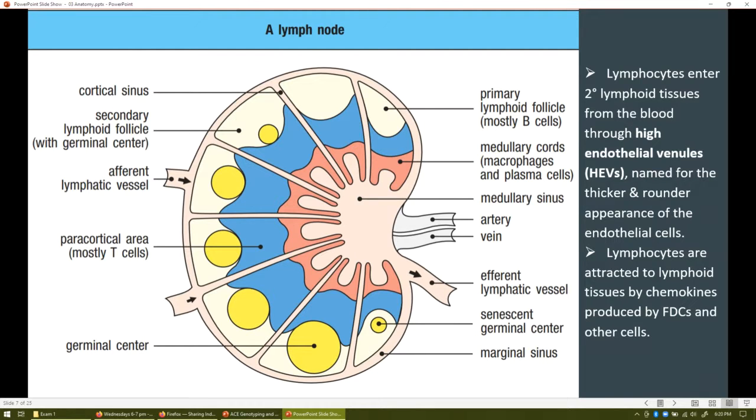Lymph is not a very fast-moving substance. It's not being pumped by the heart. Most of what pumps lymph is just skeletal muscle tone, and otherwise it's stagnant. It moves very slowly, so those lymphocytes can take their sweet time surveying whatever might be there.